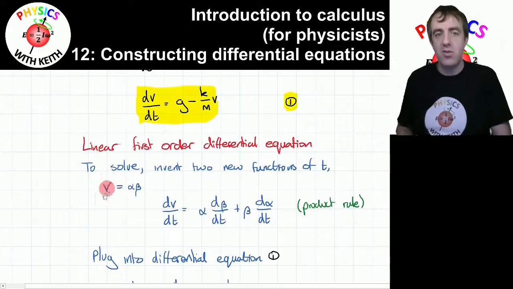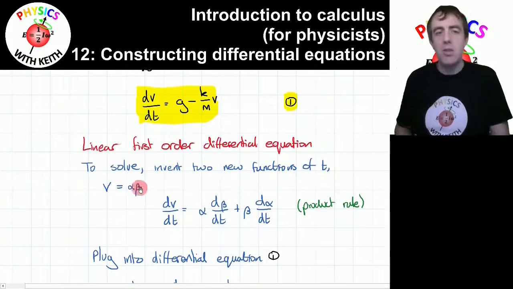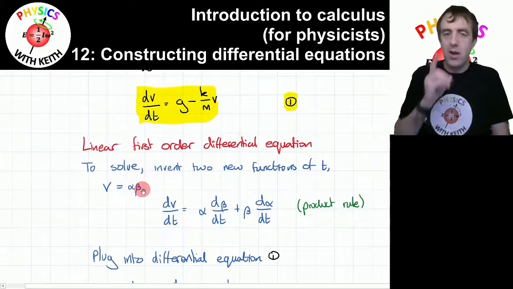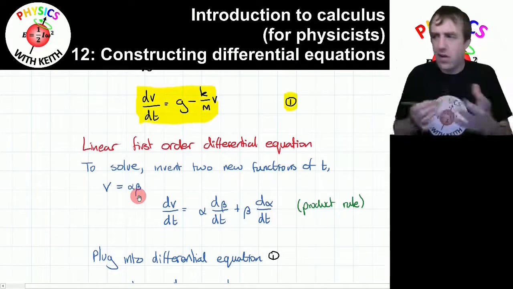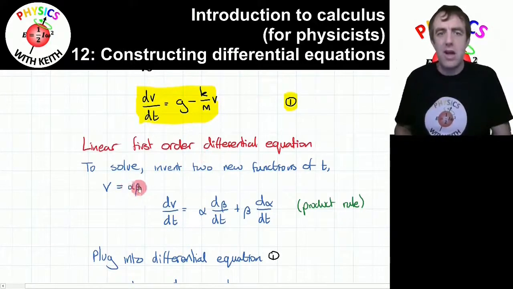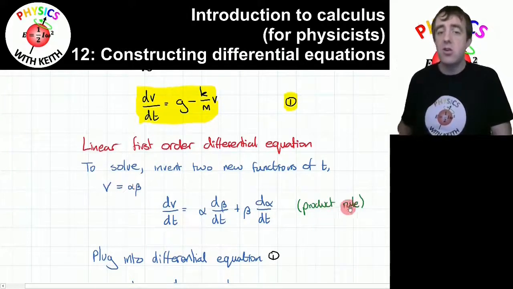So v, which is a function of time, is a product of these two functions of time, whatever they are. Now, it could be that beta is just the number 1, and alpha is in fact v. That's a possible alpha and beta that would make this equation work, but I hope you can see there are all sorts of other possible solutions where alpha and beta, when multiplied together, would make the function v. Loads of different solutions, but by choosing this arbitrary equation here, it means I can use the product rule that we learnt about earlier.